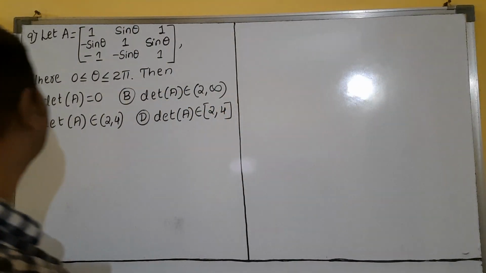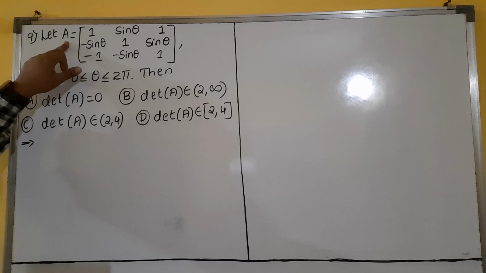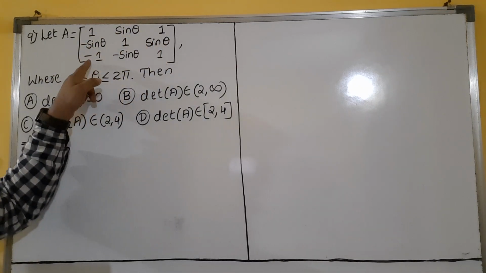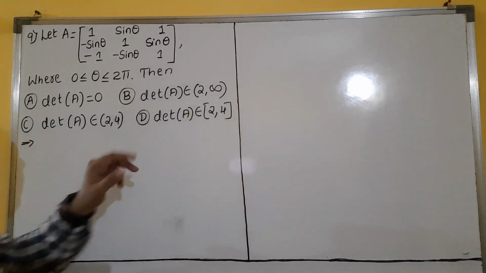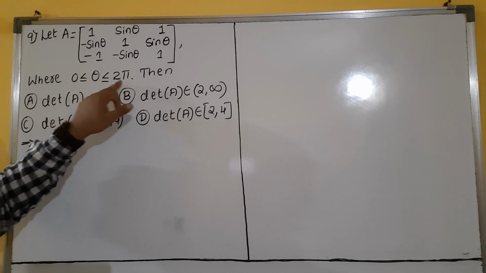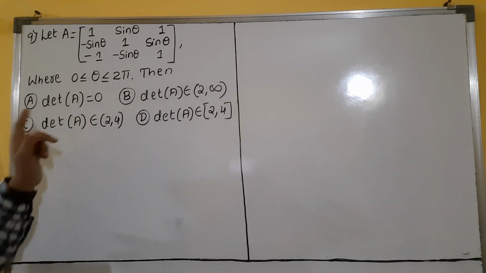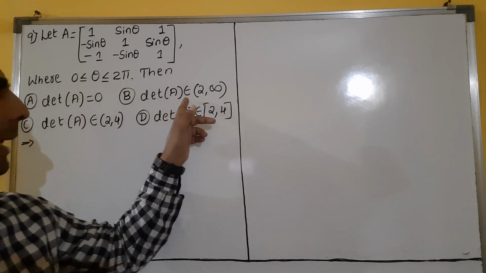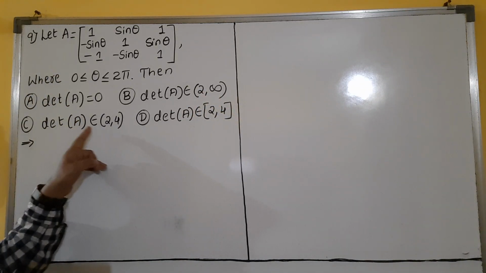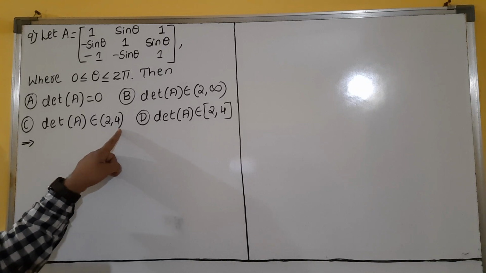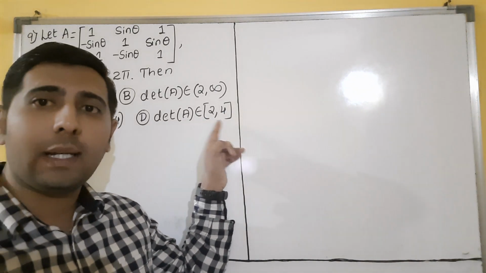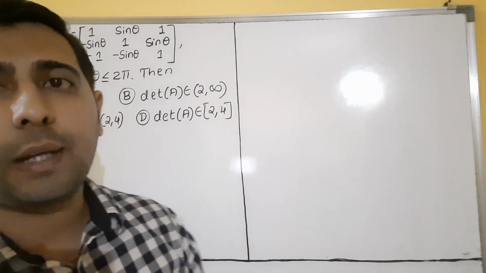So now let us see the ninth question. Let A be the matrix with rows 1, sin theta, 1; minus sin theta, 1, sin theta; minus 1, minus sin theta, 1, where theta is greater than or equal to 0 and less than or equal to 2 pi. Then determinant A is equal to 0, determinant A belongs to the open interval 2 to infinity, determinant A belongs to the open interval 2 comma 4, or determinant A belongs to the closed interval 2 comma 4. So this is our question, dear students.